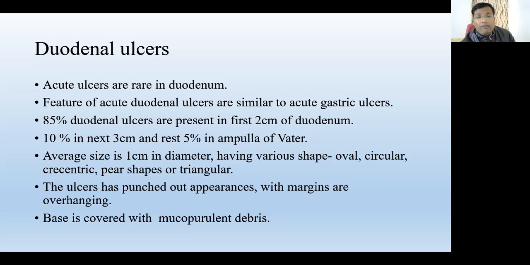Usually the ulcers have a punched out appearance. Punched out means the margins of the wound are sharp and deep, and sometimes overhanging margins may be there. The base of these ulcers is usually covered with yellow mucopurulent debris, this dead yellow colored tissue. That is the feature of the duodenal ulcers.